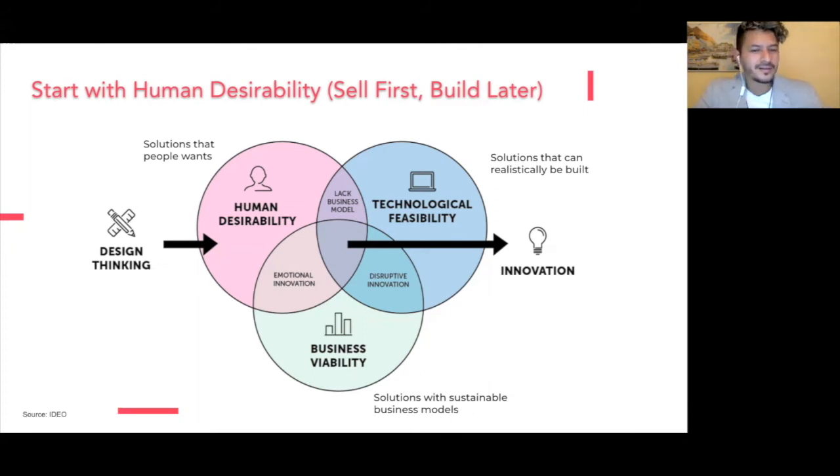always start with the human desirability, okay? Because if you use the traditional way, building first and then finding the customers, you can still have those three elements, right? You identify first the technology, then you find customers, and then you can build a business around it, right? You can start that way, but then you have the challenge of not finding a big market to use that product.